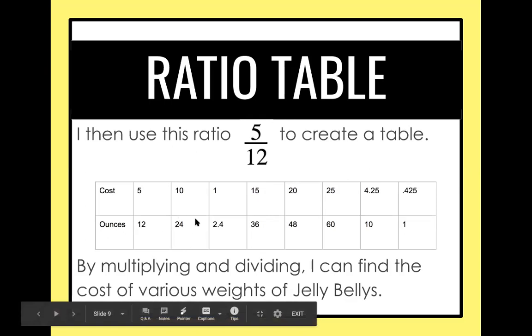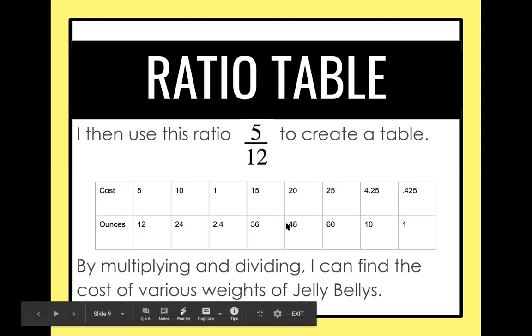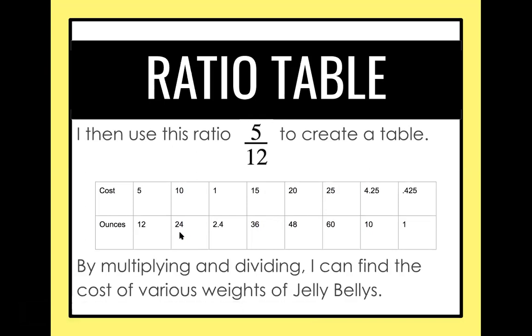So let's look back here at 24 ounces. What if I wanted to double that? What if I wanted to buy 48 ounces? So 24 times 2 would give me 48. And if I did that to my denominator, I have to do it to my numerator. So 10 times 2, because I multiplied 24 times 2 to get 48, 10 times 2 would give me 20. So $20 would buy 48 ounces of Jelly Bellies. So my ratio would be 20 to 48, or 20/48.